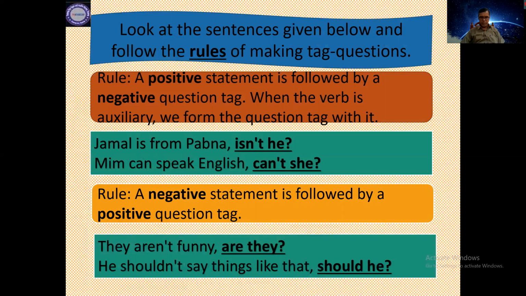Rule: a negative statement is followed by a positive question tag. They are funny. This is a negative sentence, and the tag question is: are they? He shouldn't say things like that, should he? You need to know some contracted forms: first the uncontracted form and second the contracted form.